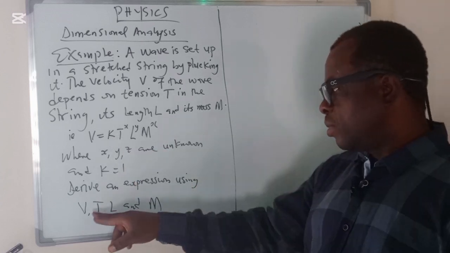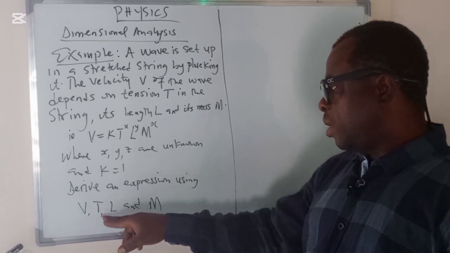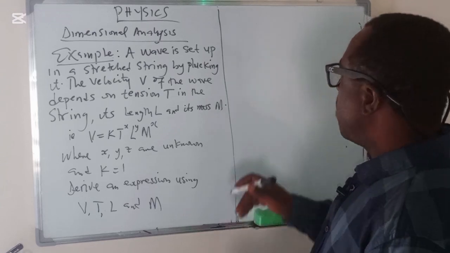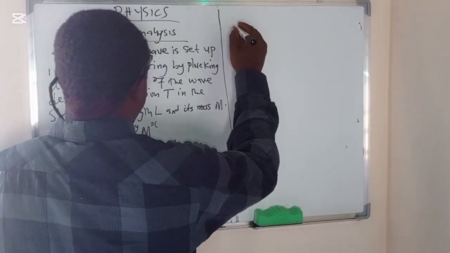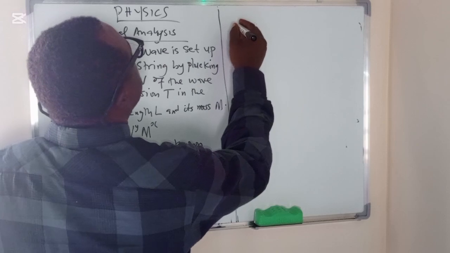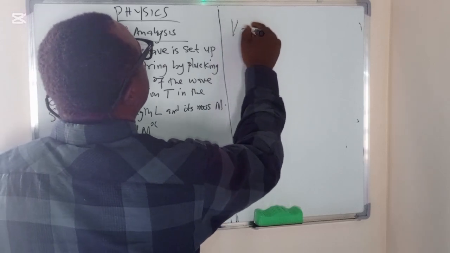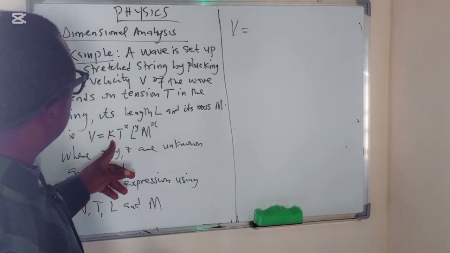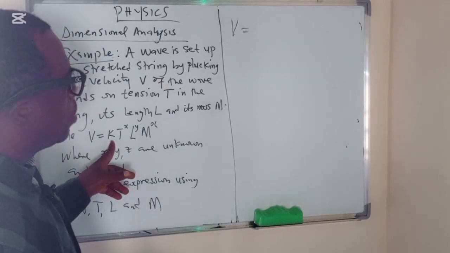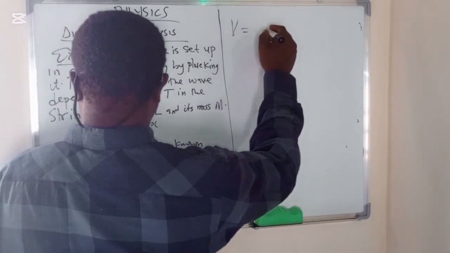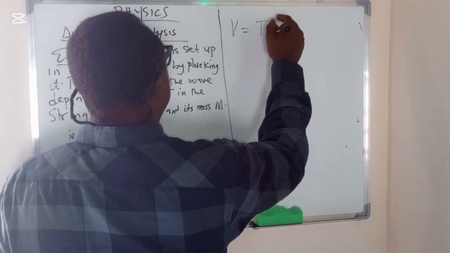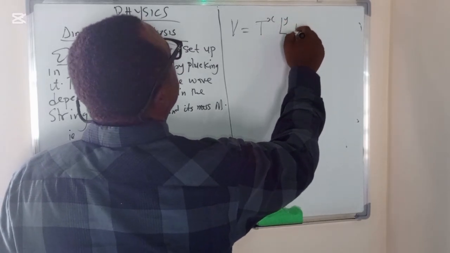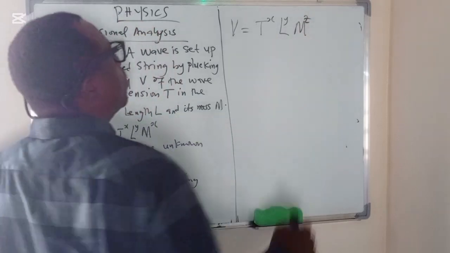Derive an expression using v, T, L, and m. It is simple. We are presented with 4 parameters here. v is equal to, remember k is 1. The constant is 1, so we ignore it, and T raised to power x, L raised to power y, and m raised to power z.